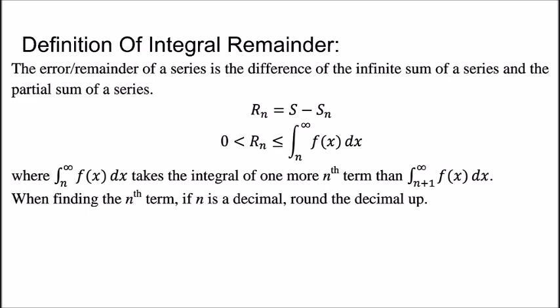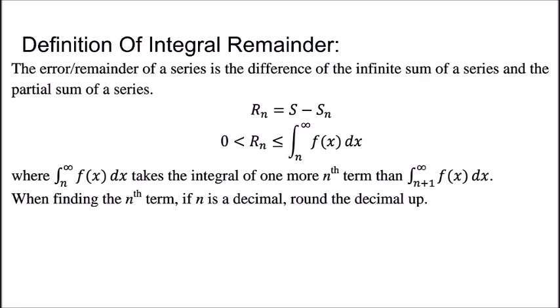The remainder is the difference between the partial sum and the actual sum, and can be represented by the integral from n to infinity of f of x dx, n being the same number of terms in the partial sum. An important thing to note is that you must state the function is positive, decreasing, and continuous in order for the test to work. Otherwise you won't get full credit.